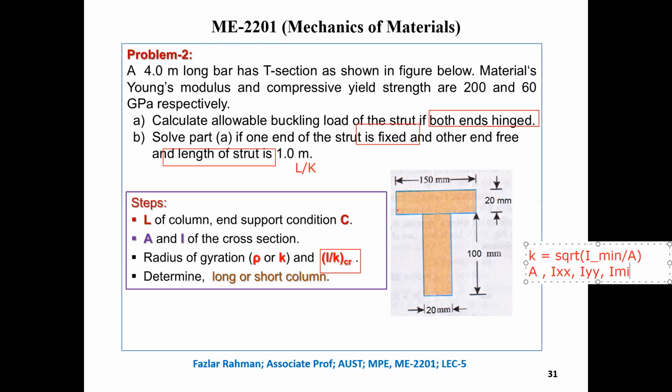Now, since this cross-section is not complex, I am not giving the value of I. You need to figure out how to solve this problem. But if the cross-section is complex, then I might give you the value of I, for example 0.0034 meter 4, then you figure out the I minimum. But in this case, we need to figure out the value of I. So let's see how we can solve this problem.